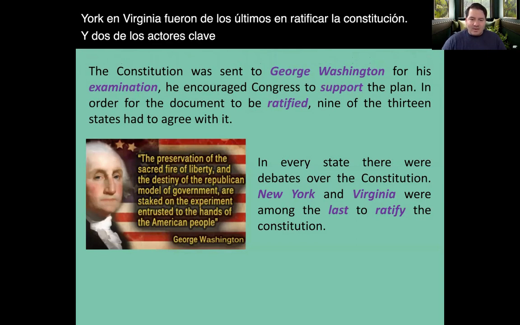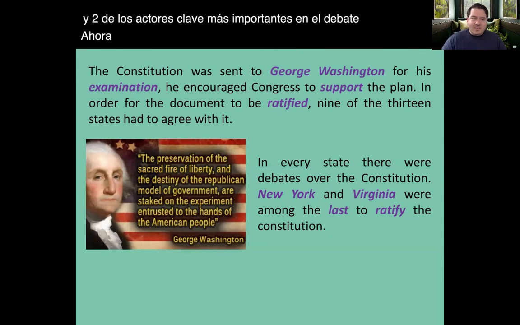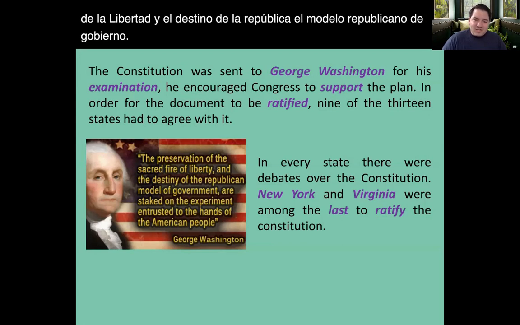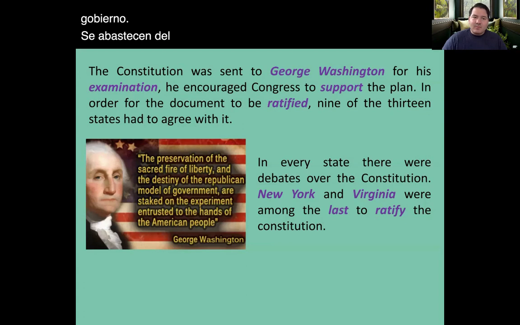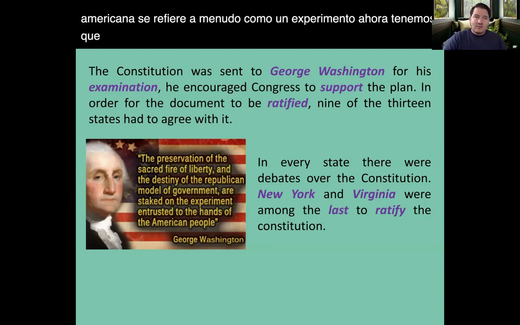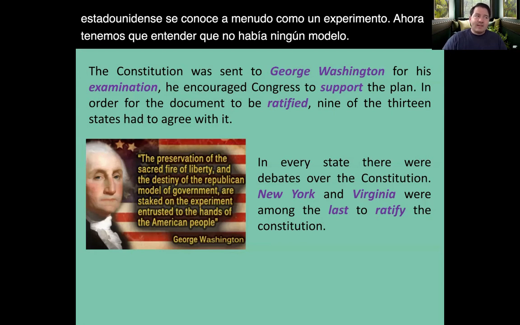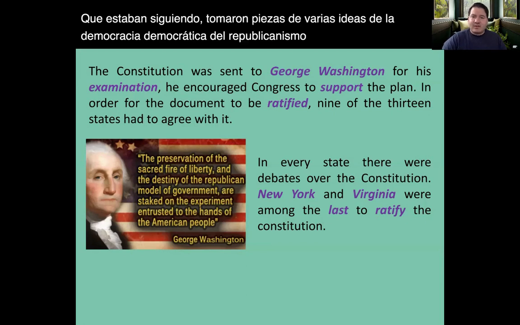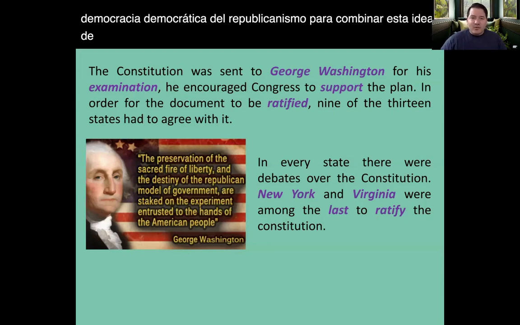Now, a quote from George Washington: "The preservation of the sacred fire of liberty and the destiny of the Republican model of government are staked on the experiment entrusted to the hands of the American people." Most often, the government that takes shape after the American Revolution is referred to as an experiment. We have to understand that there was no model that they were following. They took pieces of various ideas of democracy, of republicanism, to combine this idea of a representative democracy, the first of its kind.